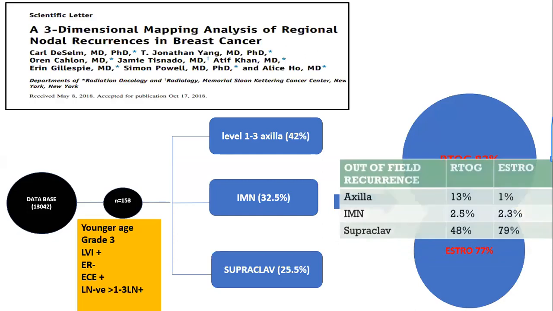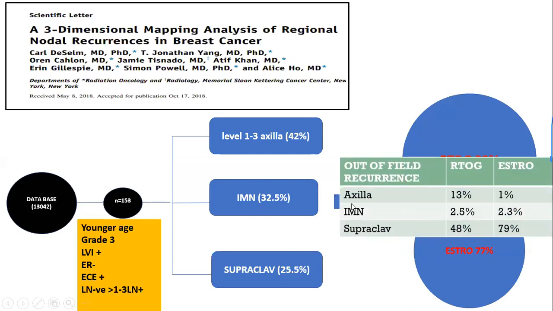Again, in conclusion, if we divide based on the nodal stations, RTOG failed a bit higher in the axilla and IMN, as expected, because it has a smaller volume compared to ESTRO. But in the supraclavicular region, RTOG has failed comparatively less when compared to ESTRO. ESTRO has failed around 80%.